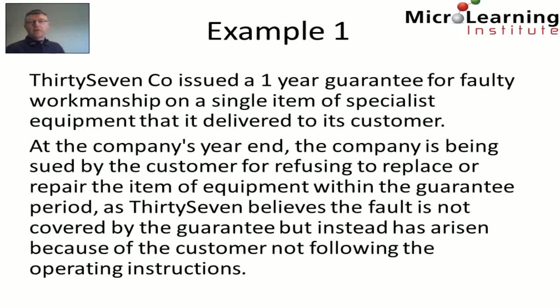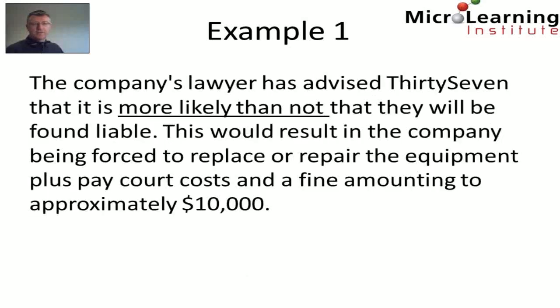In this example we're told that the ThirtySeven company issued a 1-year guarantee for faulty workmanship on a single item of specialist equipment that it delivered to its customer. At the company's year end, the company is being sued by the customer for refusing to replace or repair the item of equipment within the guaranteed period, as ThirtySeven believes the fault is not covered by the guarantee, but instead has arisen because of the customer not following the operating instructions.